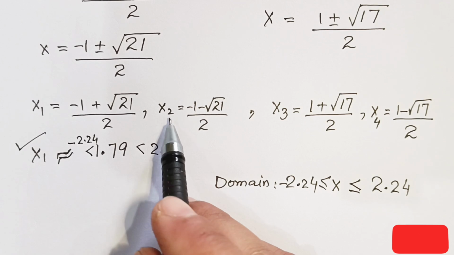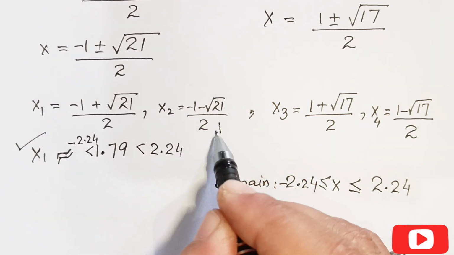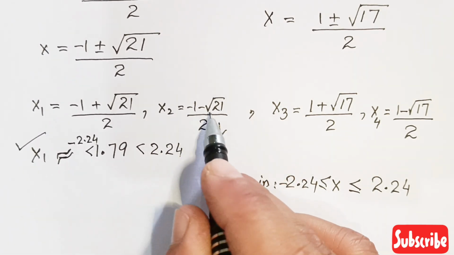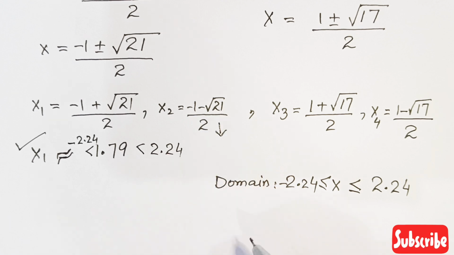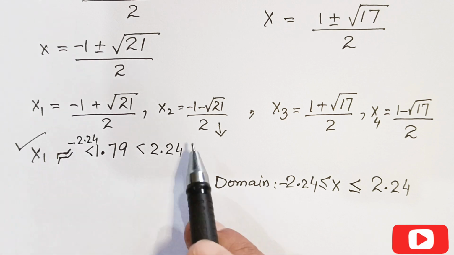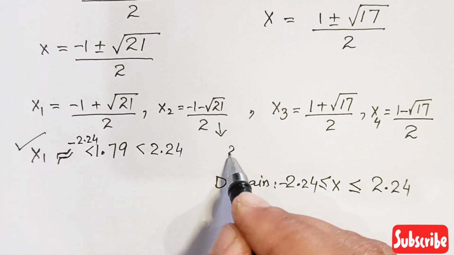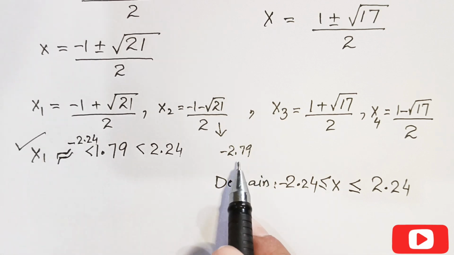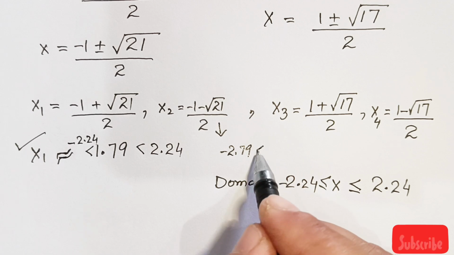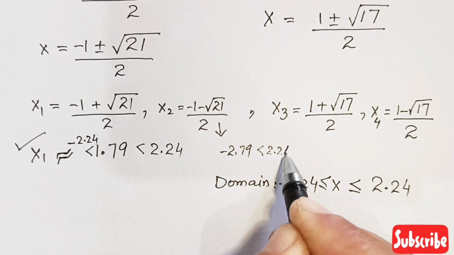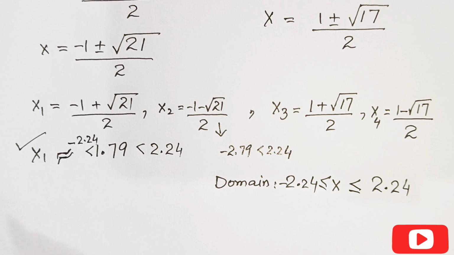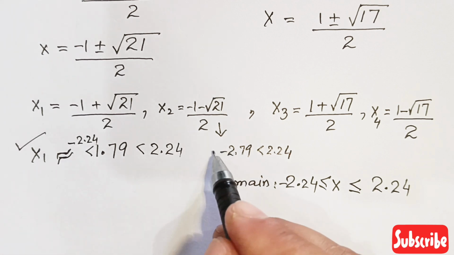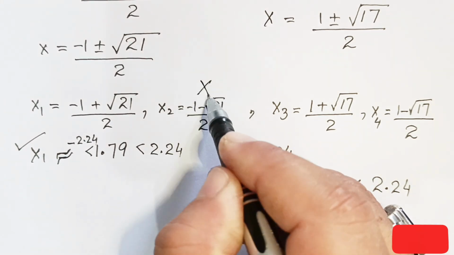Now we are going to check x2. Here we have the value of x2, which is minus 1 minus square root of 21 all over 2. Here we will get the value of x2, which is approximately minus 2.79, and minus 2.79 is less than 2.24. So here we don't consider this value. We are going to reject x2.